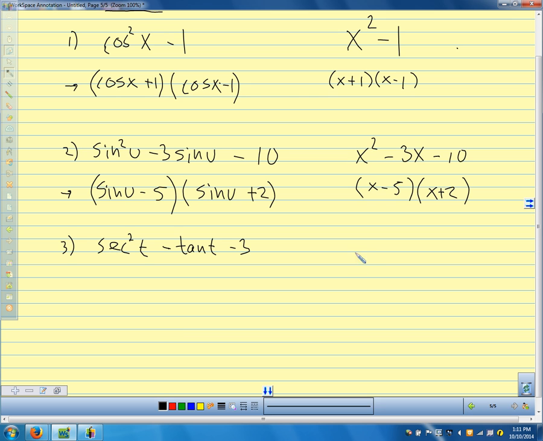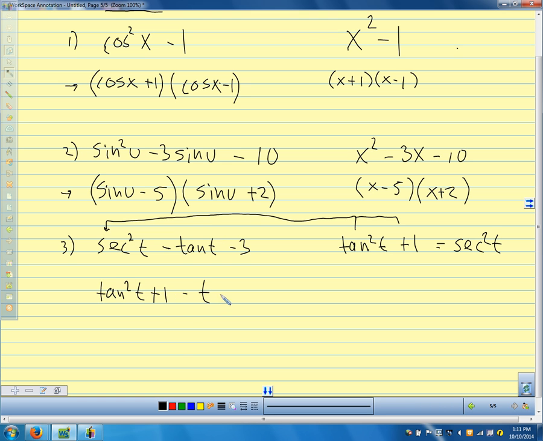Yes? We know that tangent squared t plus 1 equals secant squared t, our Pythagorean identity. I'm going to substitute this for secant squared t. Secant squared t is tangent squared t plus 1, so I can write this as tangent squared t plus 1 minus tangent t minus 3.